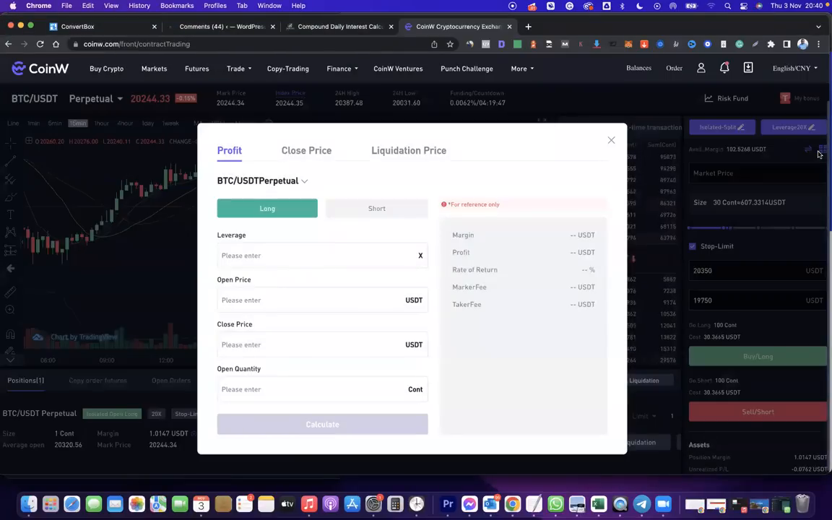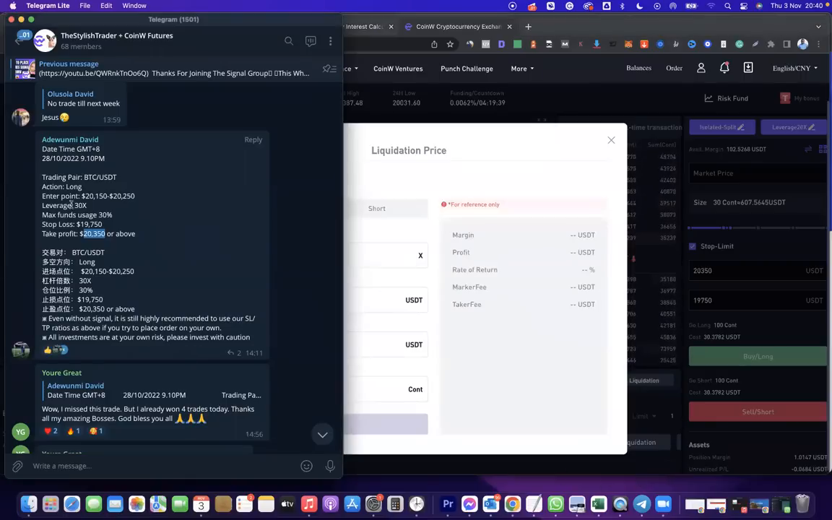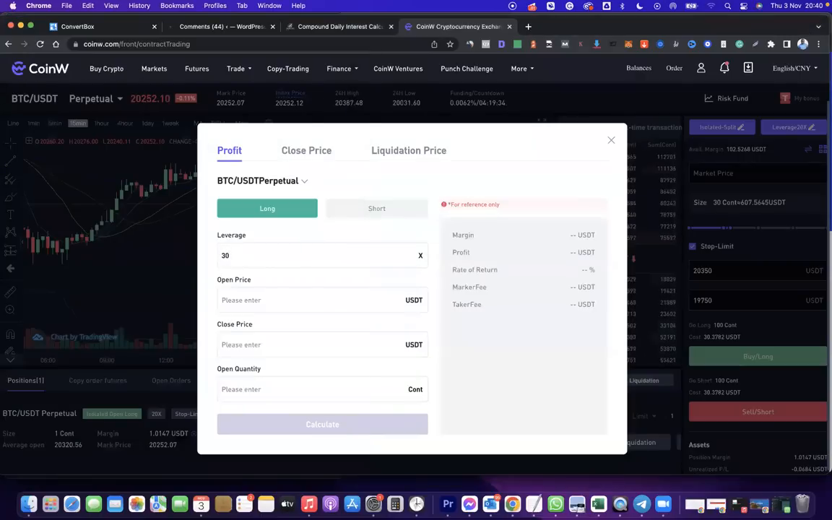Let me open up the calculator. So this is the calculator. The max leverage we are going to be using is 30%. As you can see here, leverage is 30%, so you come here and enter 30%. For our opening price, let me go with 20,350. Let's assume we enter the market at 20,350.